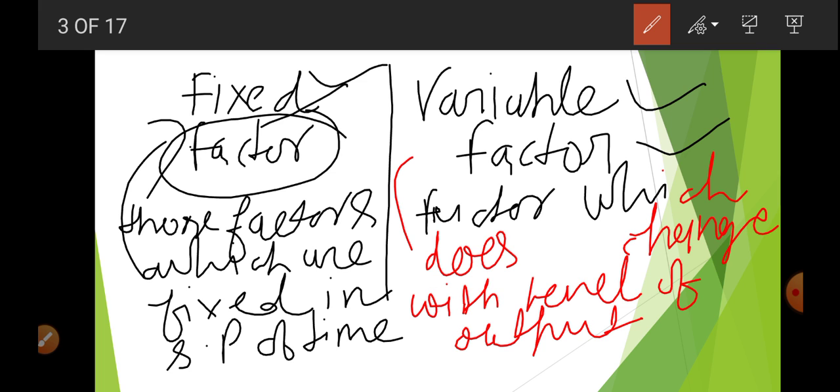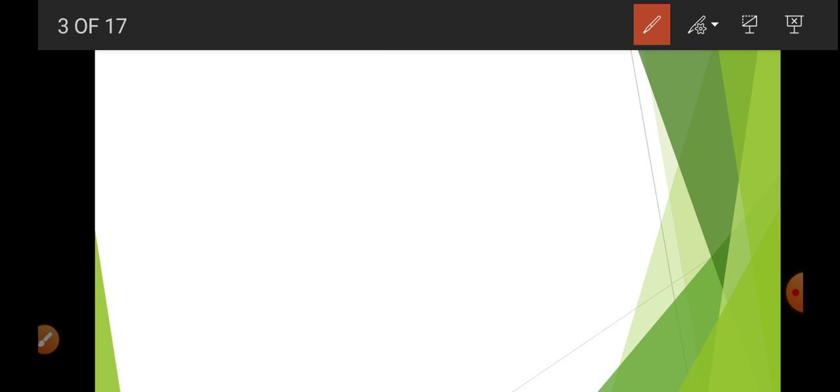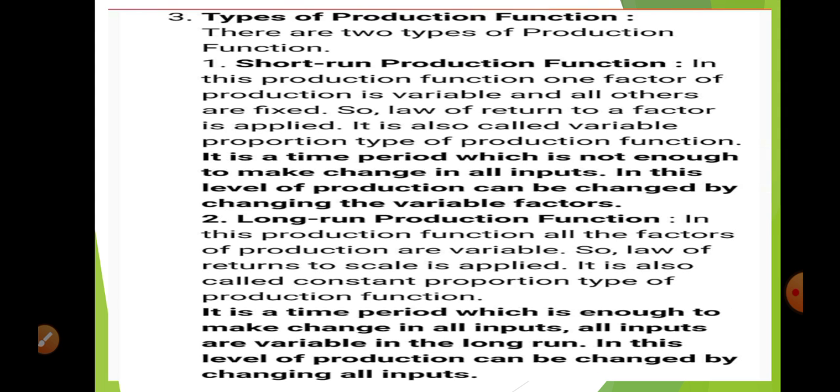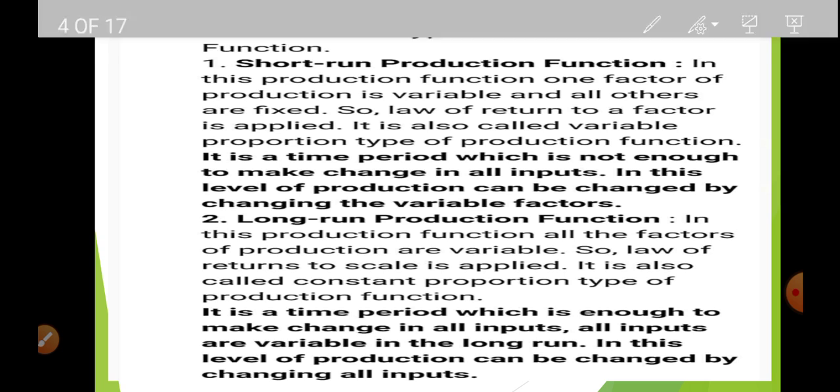Okay, we can increase or decrease the production only by making a change in the variable factor. Okay students, so let me explain. First of all, the types of production function: short run production function.